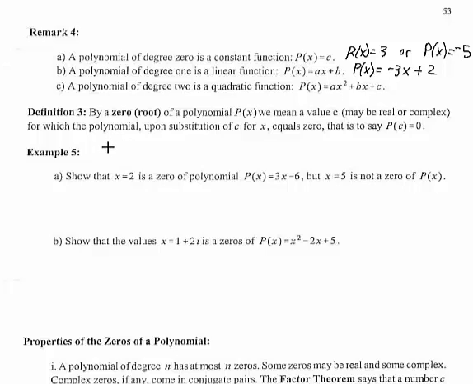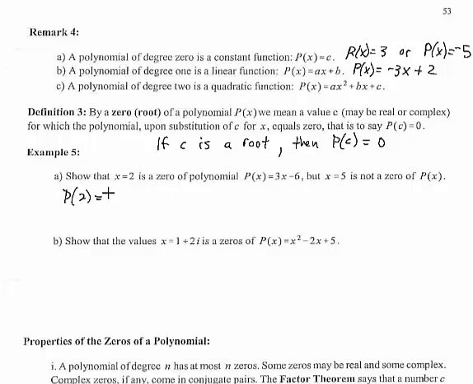Definition 3, a root of a polynomial. So if we plug in the root of a polynomial, for instance, here we're saying c is a root. If c is a root, then P of c will simply zero out our polynomial. We put c in the place of x and we do the calculation, we get 0. So example 5, we have x equal 2. We want to show that it's a 0 of this polynomial P.